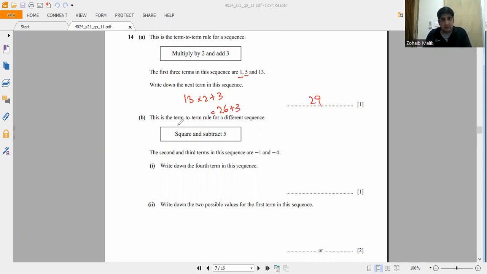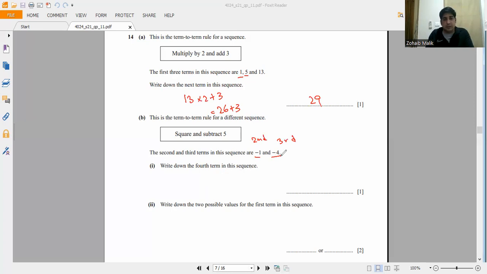This is the term to term rule for the different sequence. Square and subtract. इसका मतलब है कि जो टर्म फाइंड करनी है उससे पिछले टर्म का स्क्वायर लेना और उसमें से सब्ट्रैक्ट 5 कर देना है. Write down the fourth term in the sequence. The second and the third term is given. This is the second term and this is the third term.